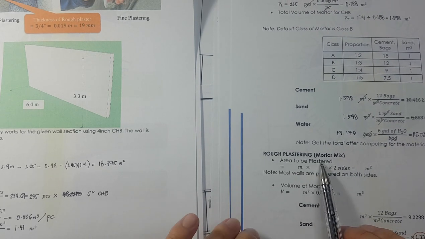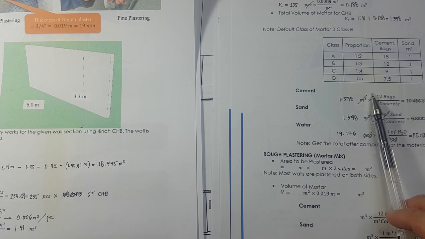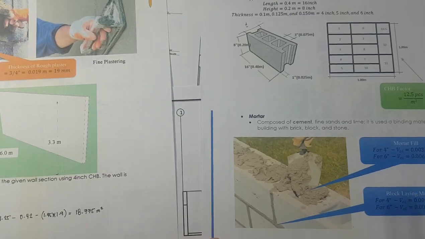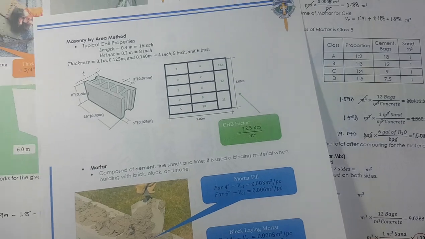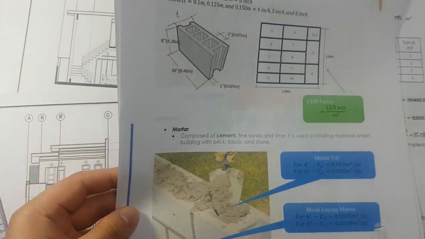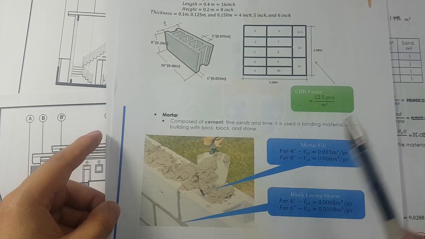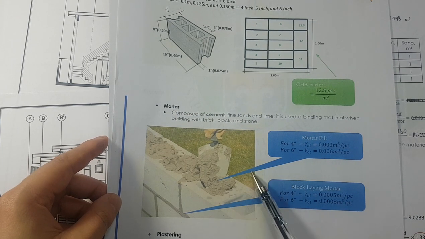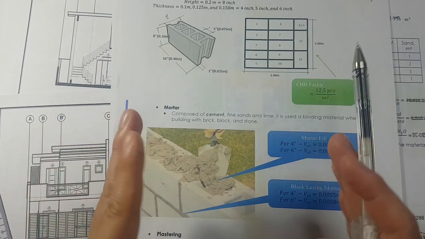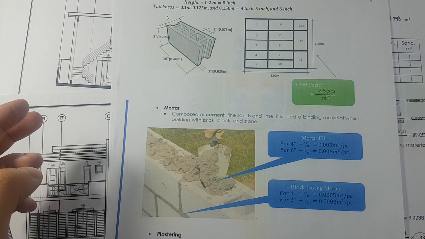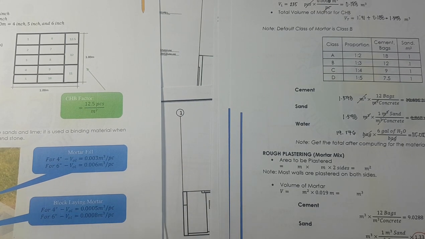Now, for rough plastering, it is still a mortar mix. But in some practices, for the fill of the CHB, they add gravel. Okay? They mix in gravel. But it is confusing to work with some mixes with gravel and some without. Take note, one mix is made for the laying and one mix for the fill. The mortar for laying cannot have gravel because the CHB will shake. So, it should have no gravel.